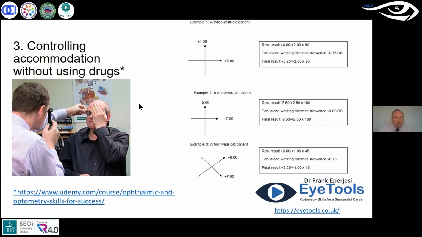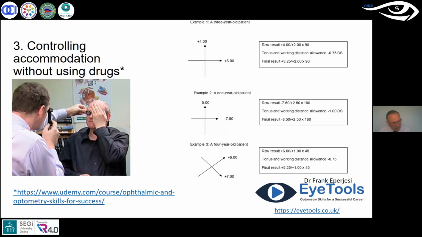And I know in the photograph, that person is presbyopic, and it's a light room, but I couldn't find a younger person when I made that photo. And in order for you to see what was going on, I had to have the room lights up. It's difficult to photograph. So again, how can we win the battle against accommodation without using drugs?